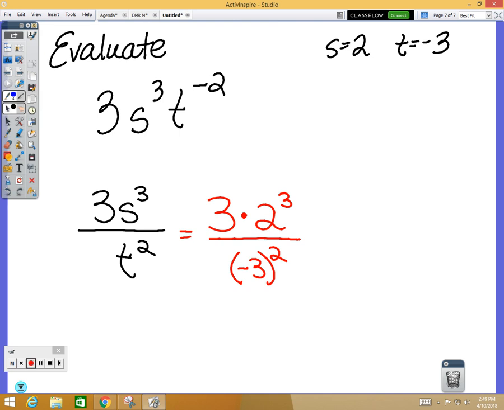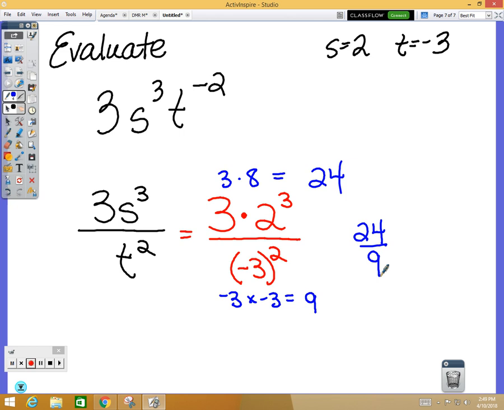So 2 to the third power is 8. 2 times 2 times 2. So 3 times 8 would give you 24. And on bottom, this means negative 3 times negative 3, 9. Negative 3 times negative 3 is 9. So our final answer is 24 over 9.